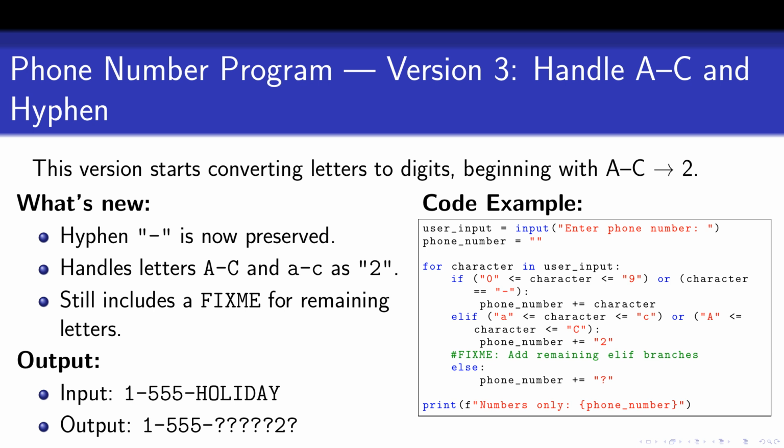This version demonstrates the benefits of working incrementally. You get to test small portions of logic in isolation, which helps ensure correctness and makes debugging easier. The code also includes a fix me comment, reminding the programmer to implement mappings for the remaining letters. By focusing on just one part of the mapping at a time, the program stays manageable and allows for quick feedback. This approach is especially useful when the logic involves many conditions or character cases, as it encourages thoughtful layering rather than overwhelming complexity all at once.